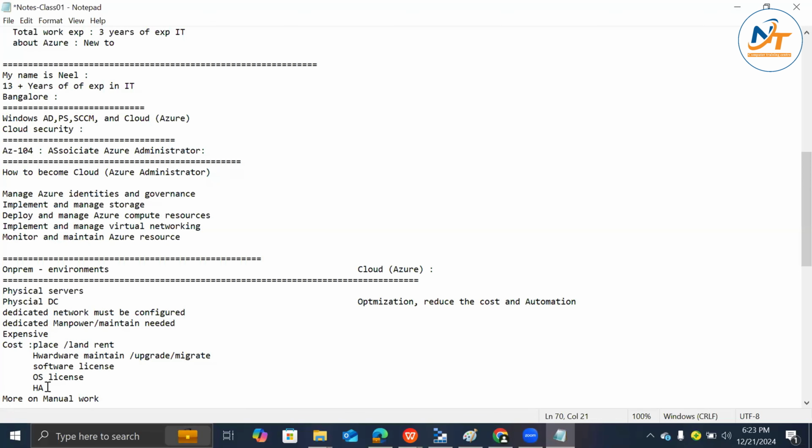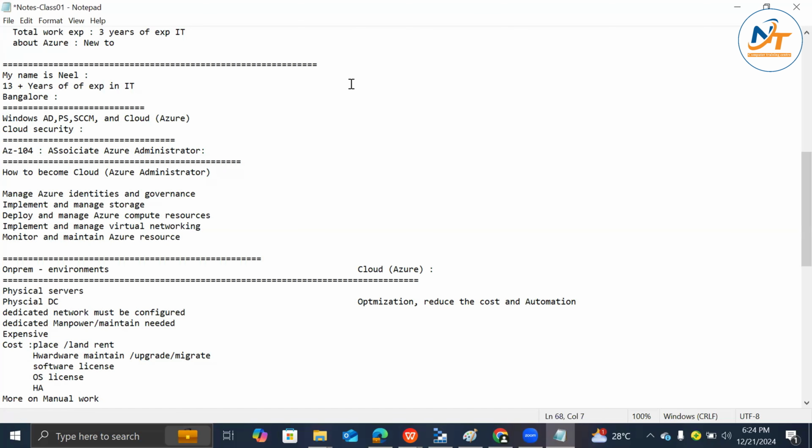So these are all limitations we have. We are spending a lot of money, and there is a lot of maintenance, and we are spending for the hardware product, and the software product license, everything we need to do on our own.